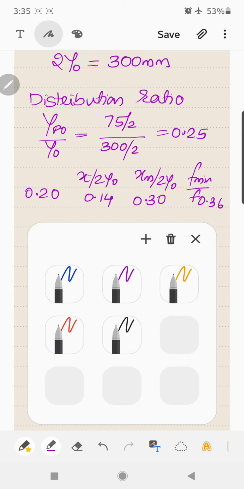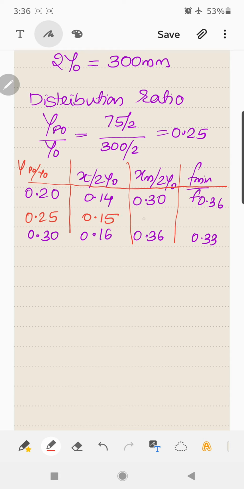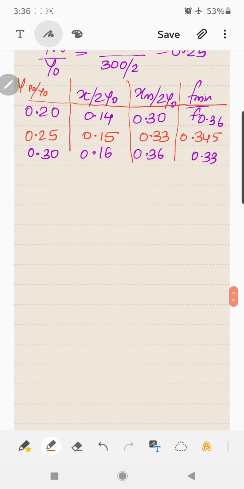Now our value is for 0.25. So this is the distribution ratio Yp naught by Y naught. You have to interpolate between these two and calculate for 0.25. If you interpolate, between 0.14 and 0.16 you will get 0.15 for 0.25, and here we will get 0.33 and 0.345. If you want to know how to interpolate, you can take an example here.